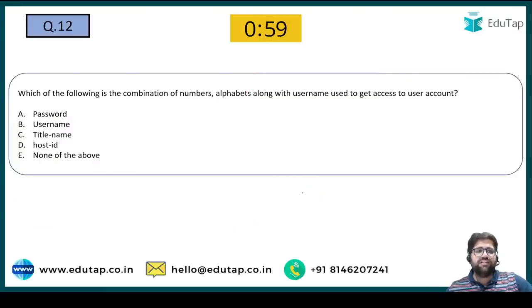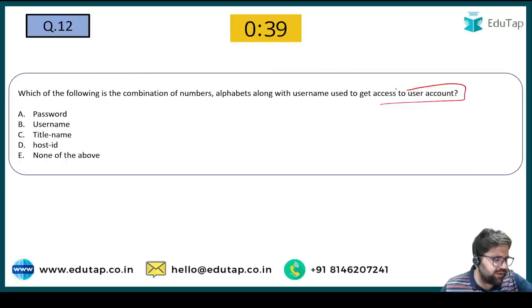Now we are moving towards a very important domain of different short forms, or I should say different definitions. Which of the following is a combination of numbers and alphabets along with the username used to get access to a user account? This particular question has been taken from IBPS mains of some year, if I'm not wrong. I do not remember the exact year, but this has been there.